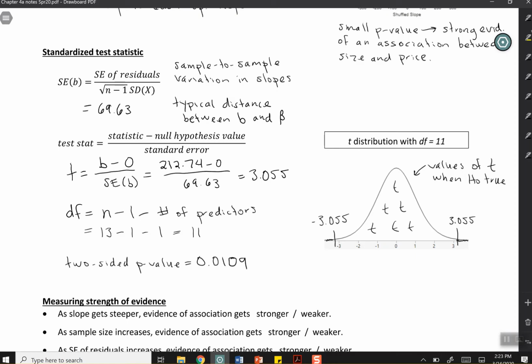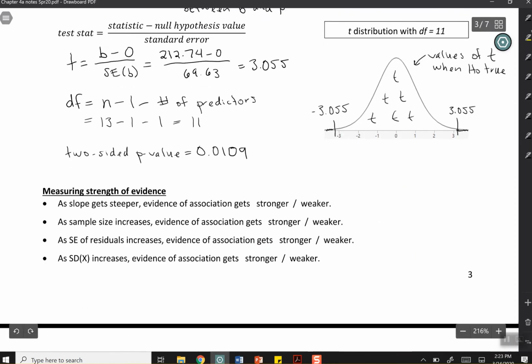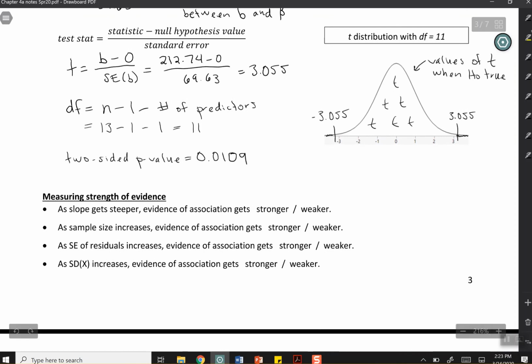So I want you to think a little bit about how all of these pieces are connected. So down here it has some questions about what would happen if you change different aspects. Would your strength of evidence or the evidence of the association be stronger or weaker than before? So go ahead and pause the video, try to answer these 4 questions, and then once you are feeling pretty good about your answers, you can restart it and we'll go over them.